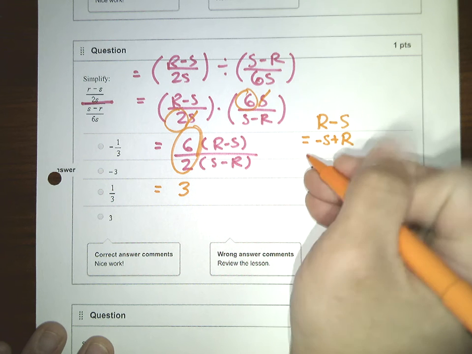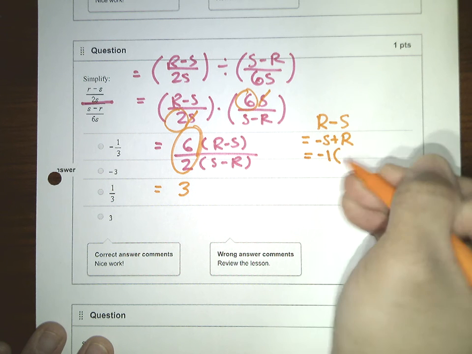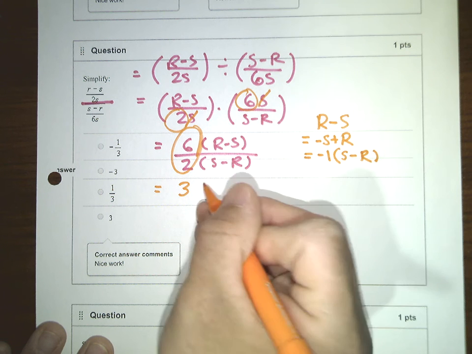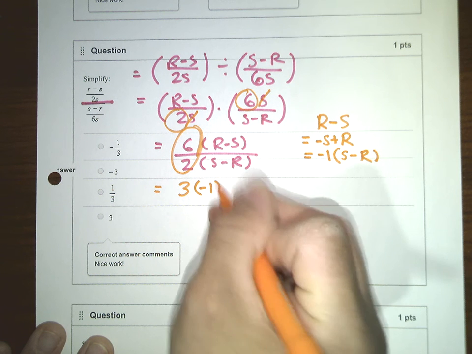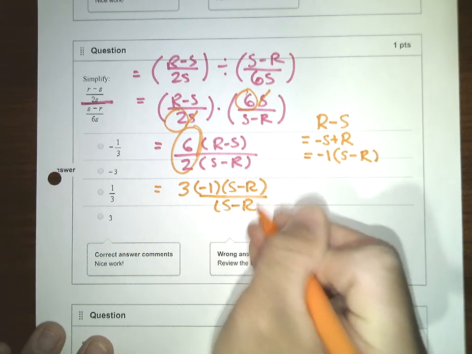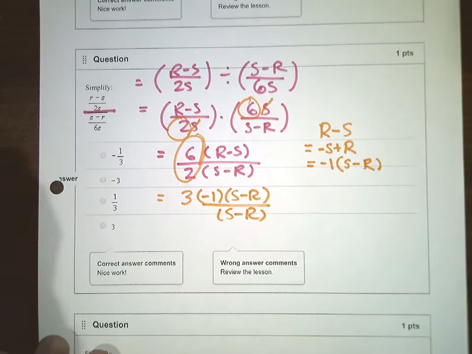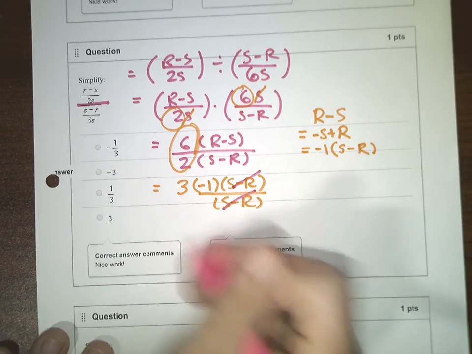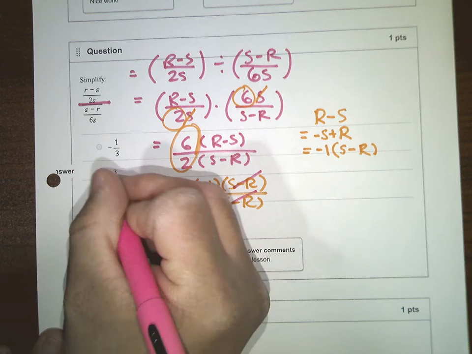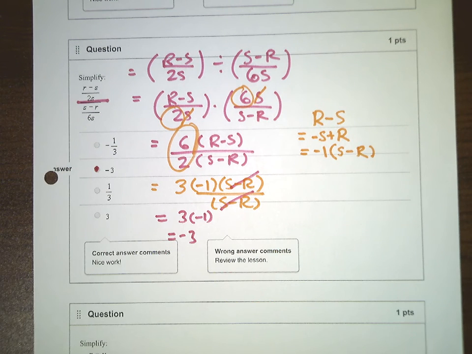And then you can factor out negative 1. So it's negative 1 times s minus r. So this ends up being negative 1 times s minus r over s minus r. And then the s minus r's can divide out, and you're left with 3 times negative 1, which is negative 3. All right, so what a time to be alive here.